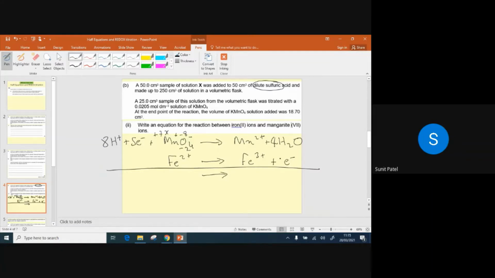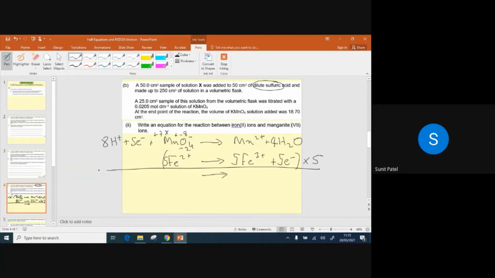Now, this is pretty straightforward. I've got 1 mole of electrons made here. Here, I don't need to multiply anything. However, because there's a demand for 5 electrons in the first reaction, I must multiply everything in this second reaction by 5. Okay, so then I'll have 5 moles here, 5 moles here, and 5 moles here.